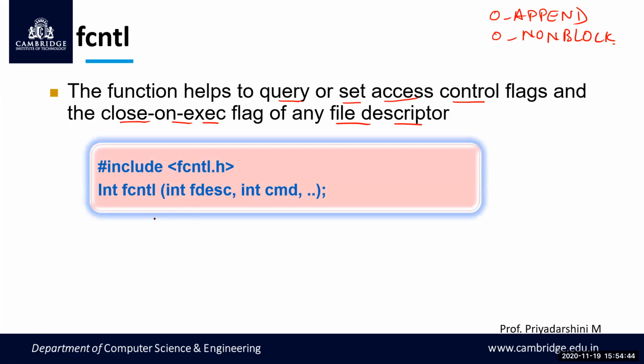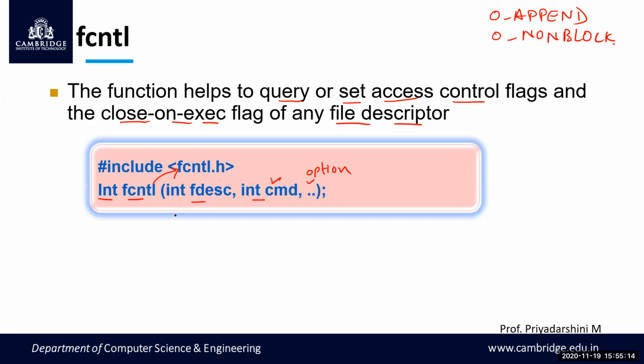This is the prototype or syntax of fcntl. It has a return type of int, and fcntl is defined in fcntl.h. If you don't include this header file, then the fcntl API will not be recognized. You have two parameters, and the third parameter is optional, based on the second parameter. The first parameter is a file descriptor.